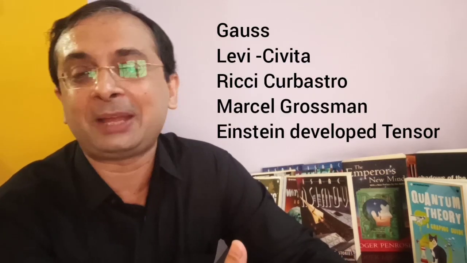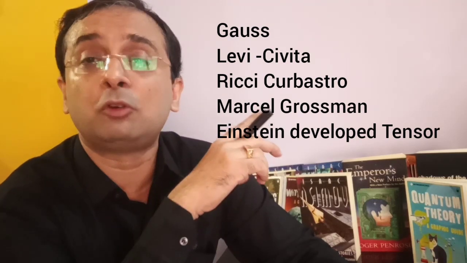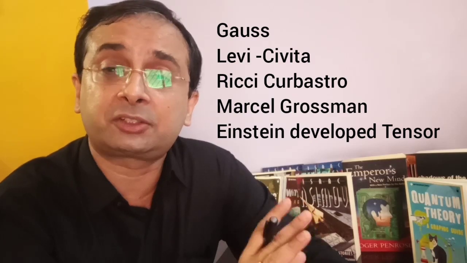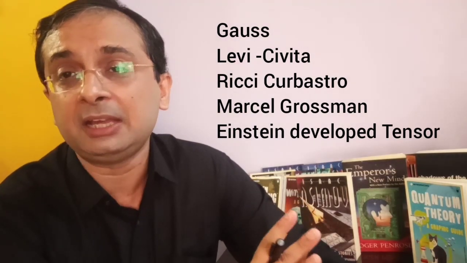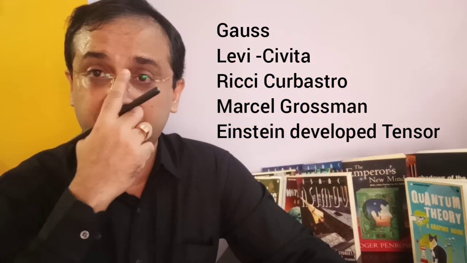Woldemar Voigt was the first person who used tensors for physical properties while doing some research on crystals. After that, history tells us about Carl Friedrich Gauss, who was obviously the prince of mathematics. And then we come to Tullio Levi-Civita. If you go to my playlist, Architects of the General Theory of Relativity, I have laid down chronologically how the formation of the tensor is done.